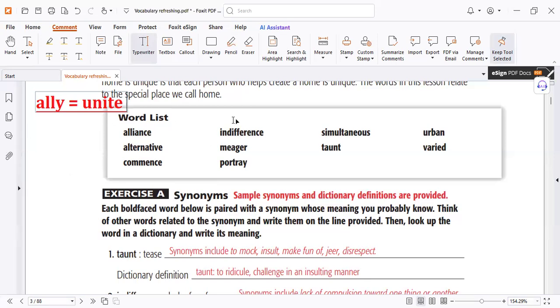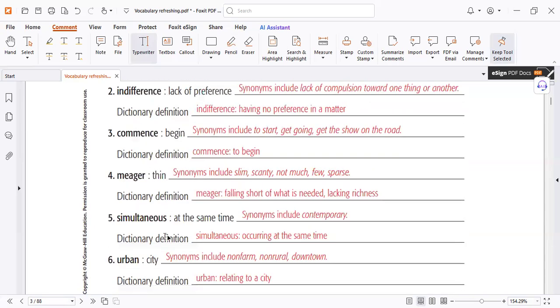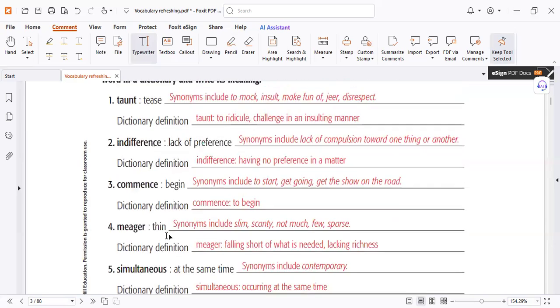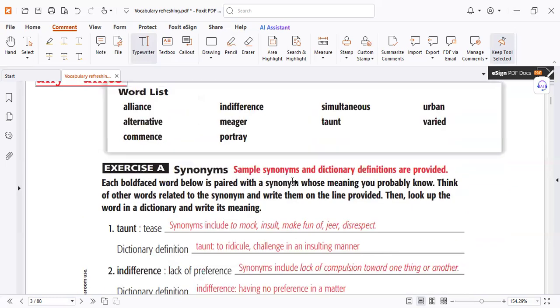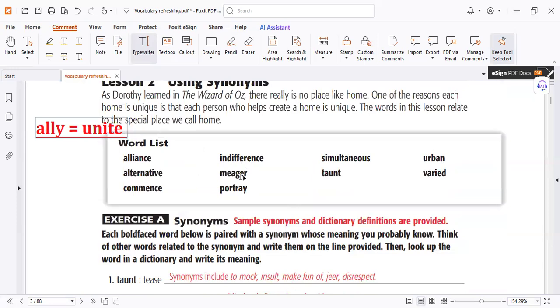Now we have indifference. If you have no difference between things in life, you don't care. So indifference means just like lack of enthusiasm, lack of preference, uninterest, I don't care about it. Doesn't matter at all. Lack of compulsion toward something means don't care. So the word difference can help me. Now we can know that herb refers to city. So letters can help me.